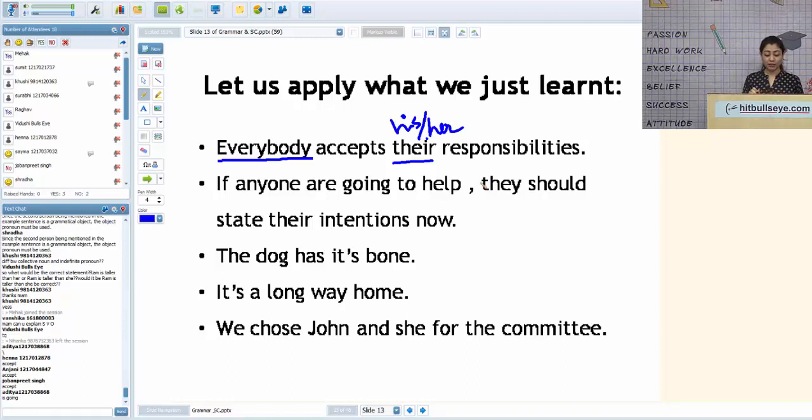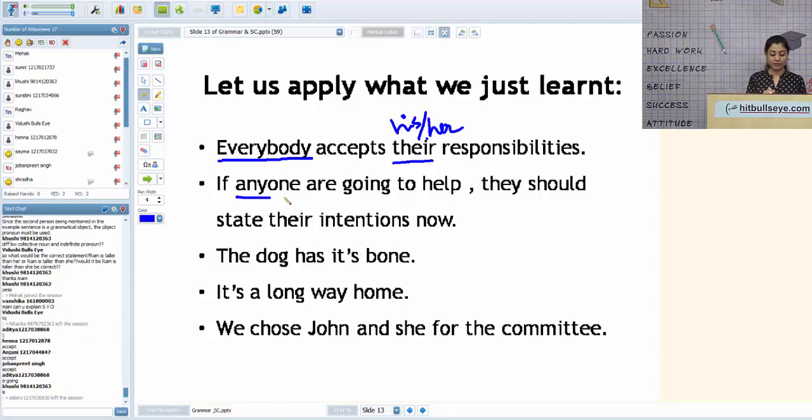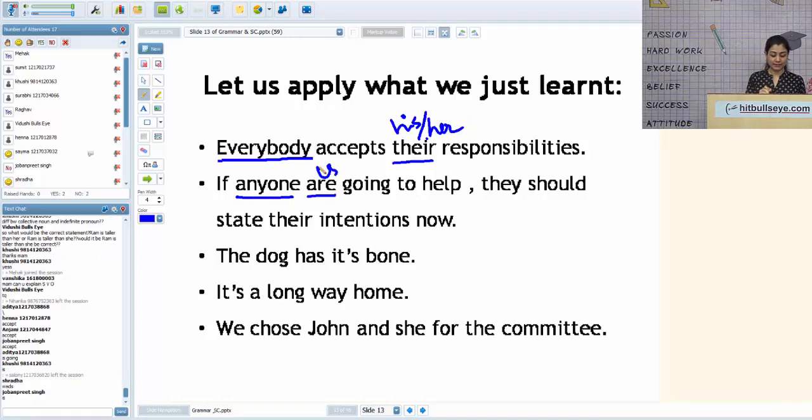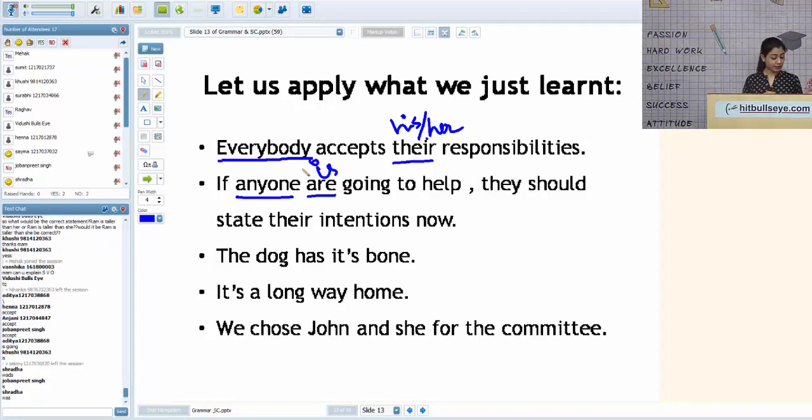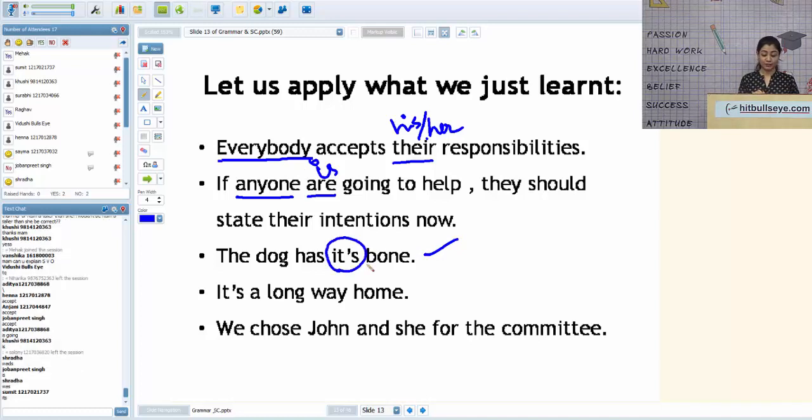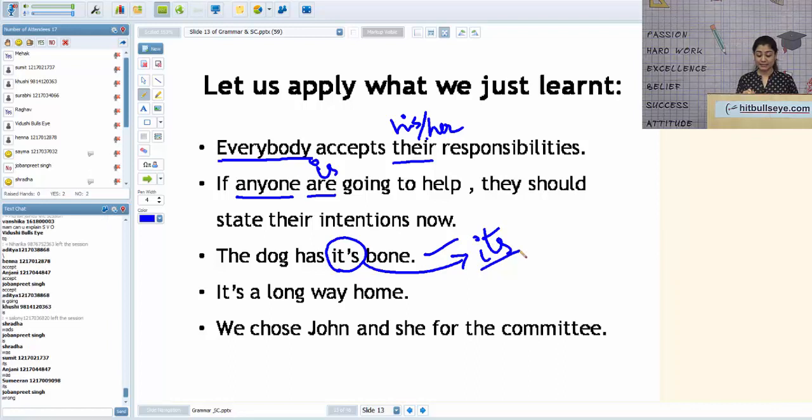Okay, moving on to the next question. If anyone are going. Same example, right? We just learned anybody, anyone is. Very good. Khushi, Aditya, Shraddha, Jobanpreet, you all are right. Okay, what about this example? The dog has its bone. Is it correct? Is it wrong? Yes, you guys are right. It's incorrect. It should be ITS, its.